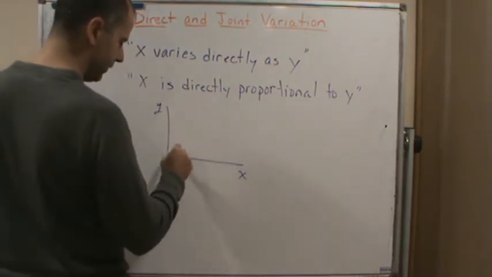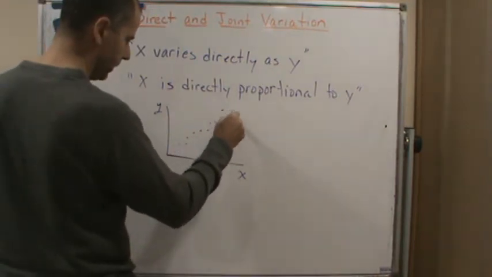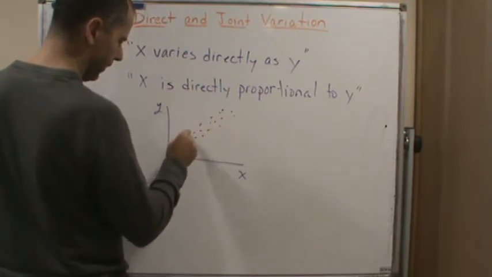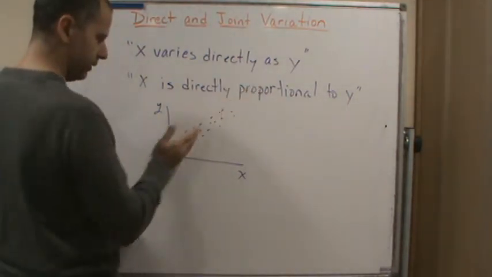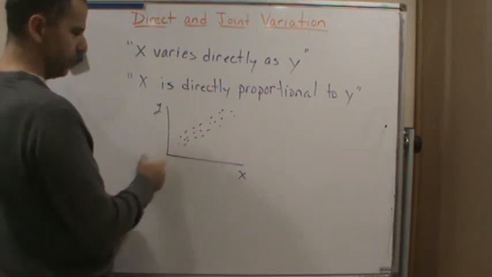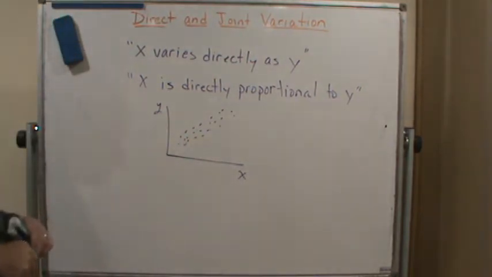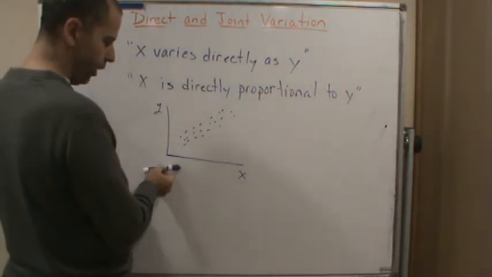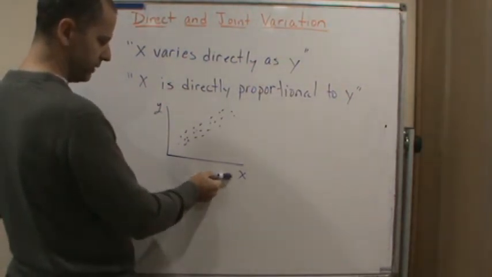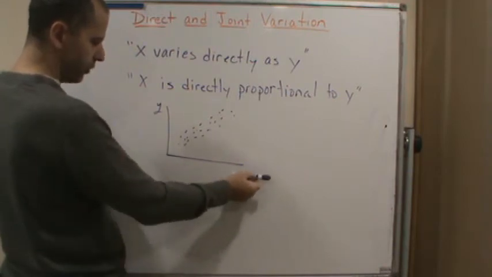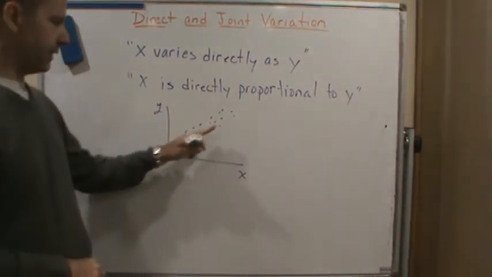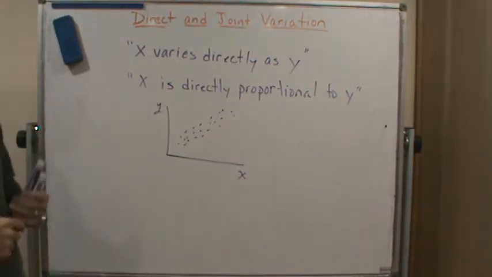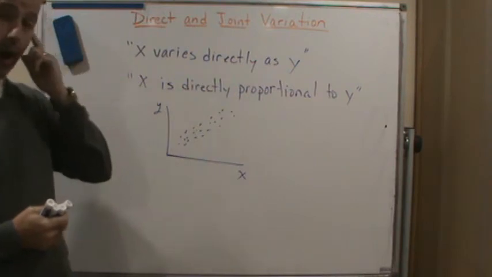We get data that looks like it forms a straight line, a trend that goes upward like this. This would be an example of two variables that seem to vary directly with each other, because as X increases, so does Y. But you can also go the other way: as X decreases, it seems like so does Y. Something like this would be evidence that they're directly proportional, or X varies directly as Y.